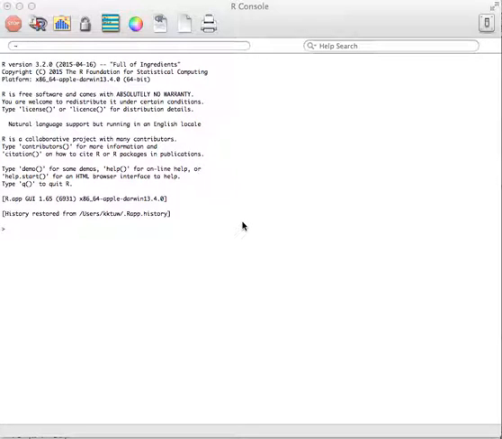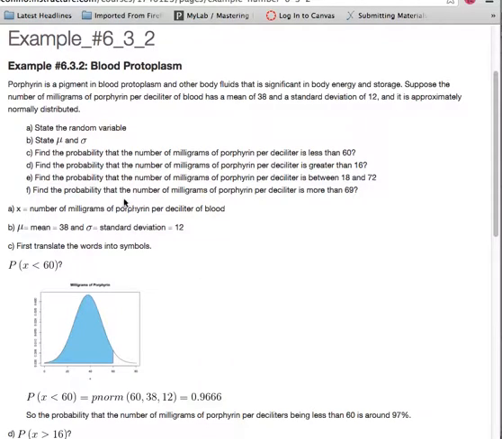Here is an example showing how to use R to find probabilities for normally distributed data sets. So again, we need a data set to work with. Here's an example. Porphyrin is a pigment in blood protoplasm and other body fluids that is significant in body energy and storage. Suppose that the number of micrograms of porphyrin per deciliter of blood has a mean of 38 and a standard deviation of 12 and is approximately normally distributed.